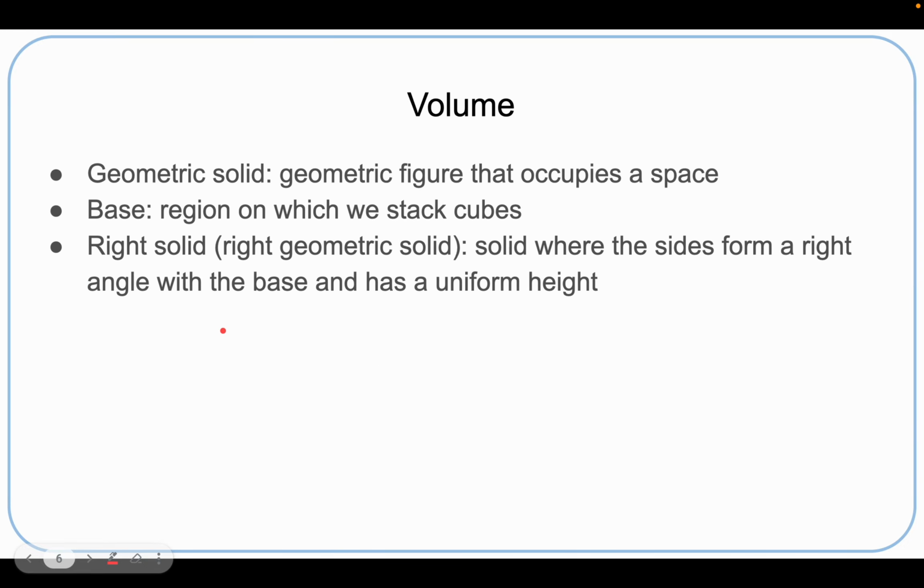Now, a geometric solid is a geometric figure that occupies space. And the base of it is the region on which we stack the cube. So the base would be the bottom of the figure. And a right solid, or a right geometric solid, is a solid where the sides form a right angle with the base and has a uniform height.